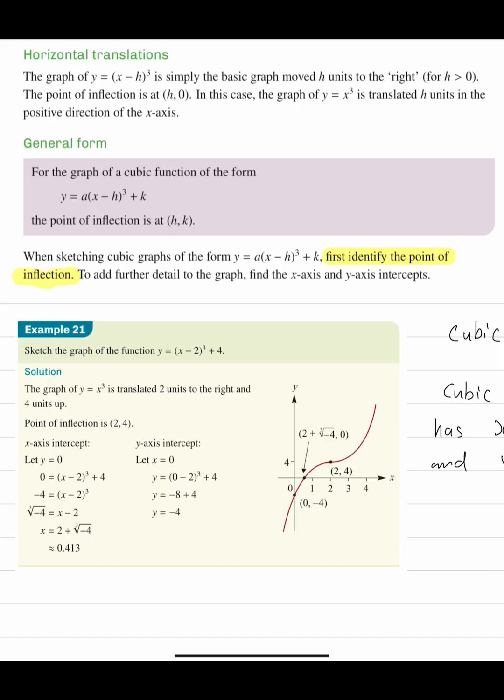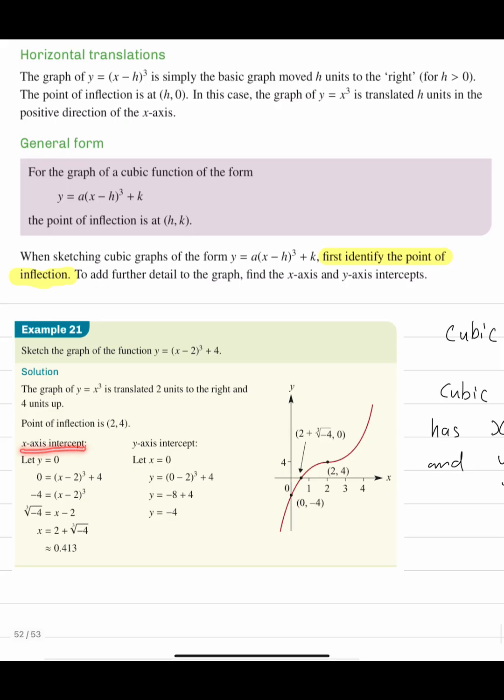And before you sketch further, you don't know whether it goes this way or this way. Therefore, you need to find out the coordinates of the x and y-intercepts first, so that you can plot those two points and then you know what the trend of the graph will be. So you're going to find the x-intercept by letting y equal to 0, substituting, and then solving our equation. In this case, it's going to be a simple one.